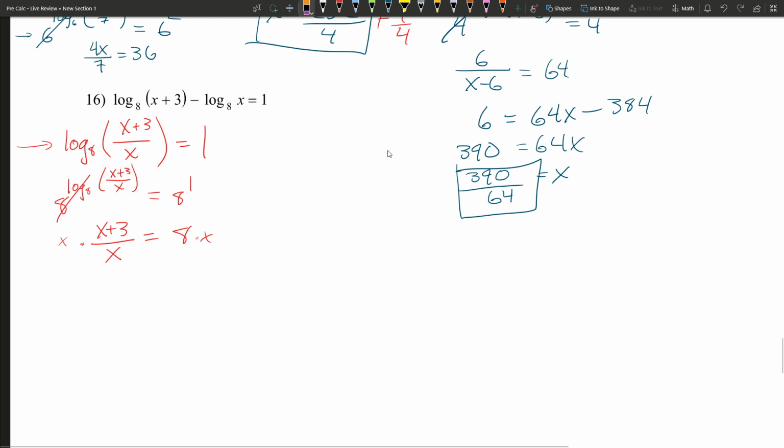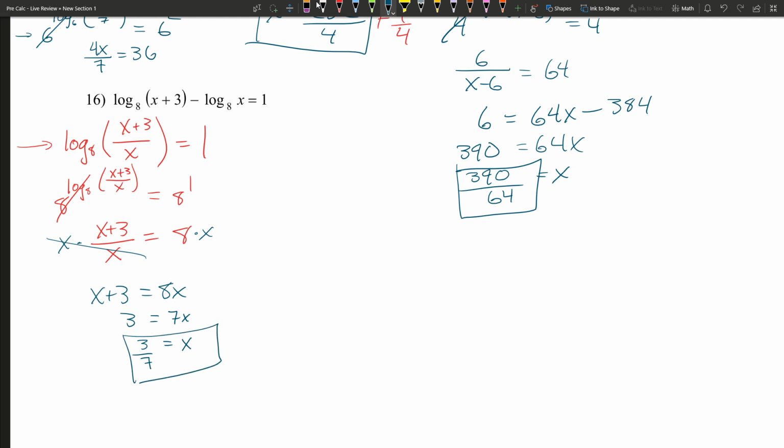Actually, I'm going to do this in a different color so you see what's happening. When you do that, the x's cancel. So you get x plus 3 is equal to 8x. Subtract x on both sides. So 7x will equal 3. And then divide by 7. So 3/7 is your answer.